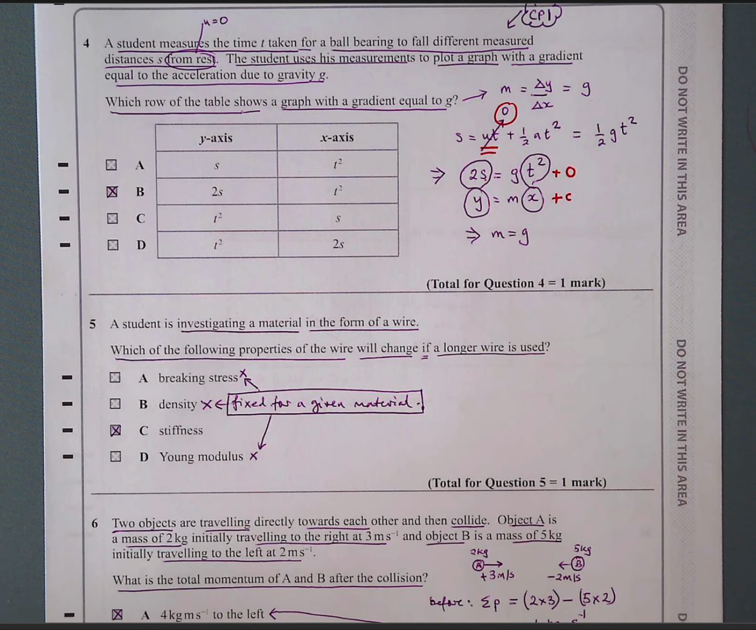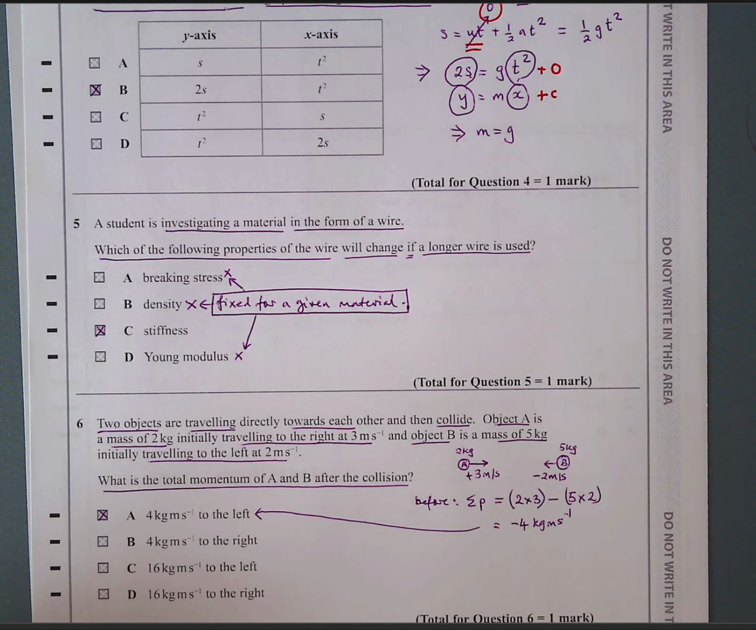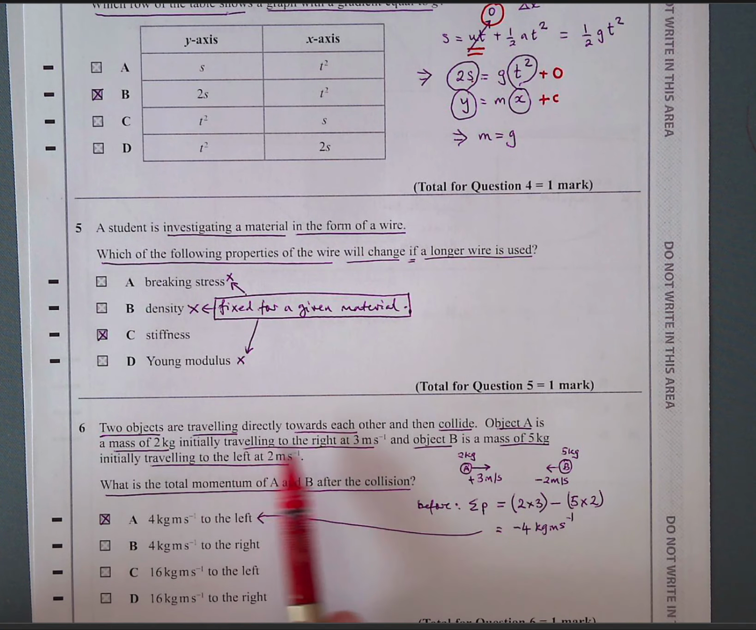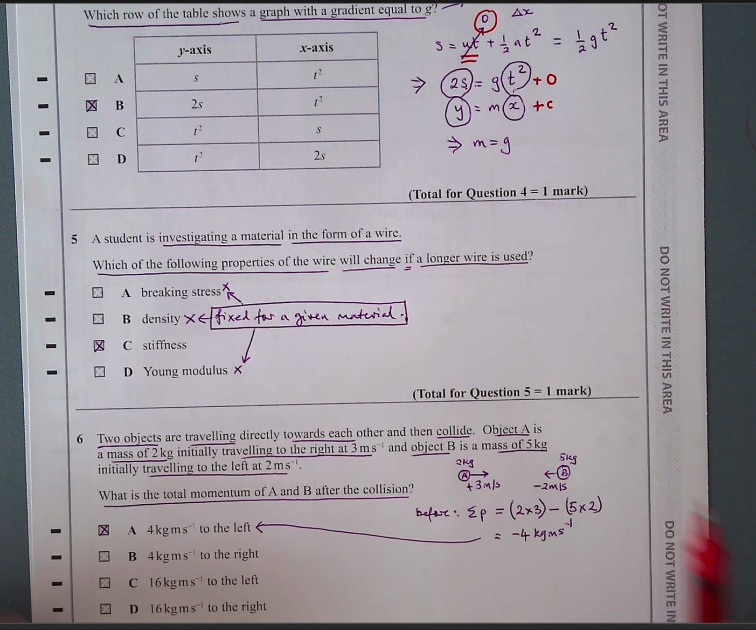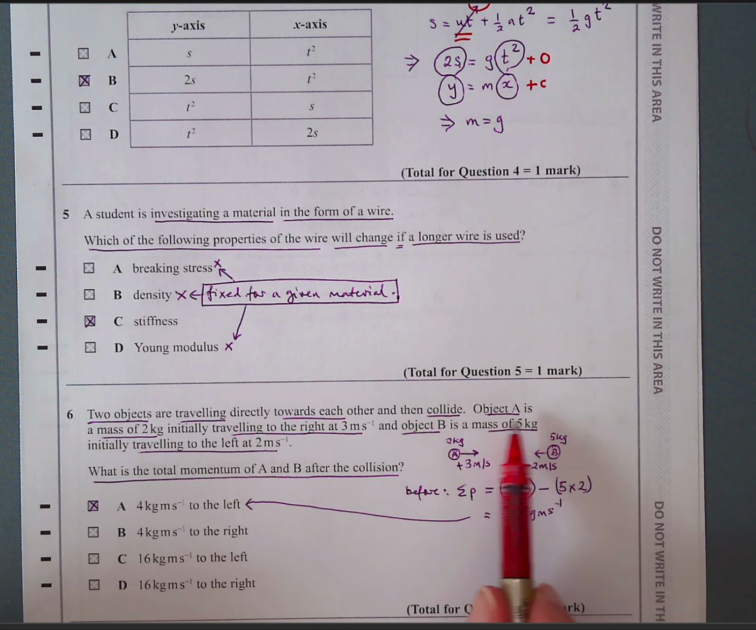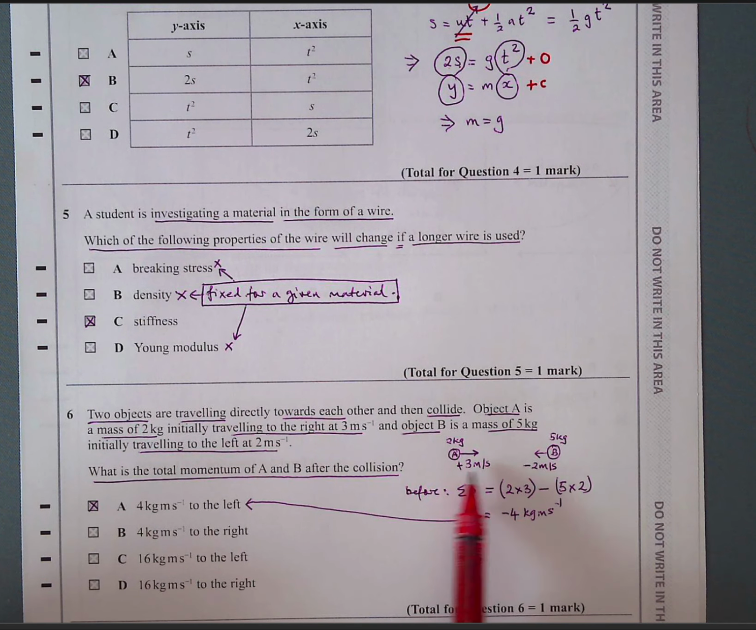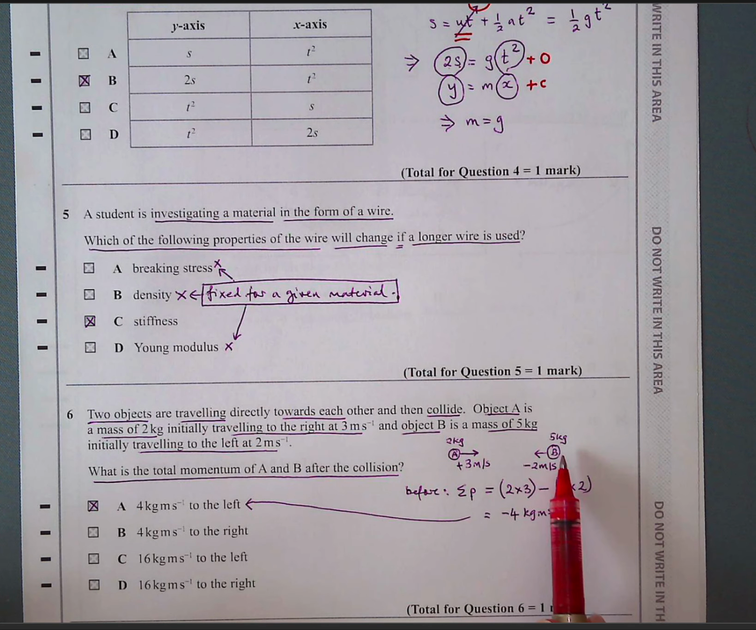Okay, question 6, just to move the paper up a bit. Two objects are traveling towards each other. This is a conservation of momentum question. And then collide. Object A is of mass 2 kilograms, initially traveling to the right. There I've drawn it, 2 kilograms. A is moving to the right. I always use right as positive, like we do in maths. And object B is a mass of 5 kilograms, traveling to the left at 2 meters per second. So I've put that as a negative.